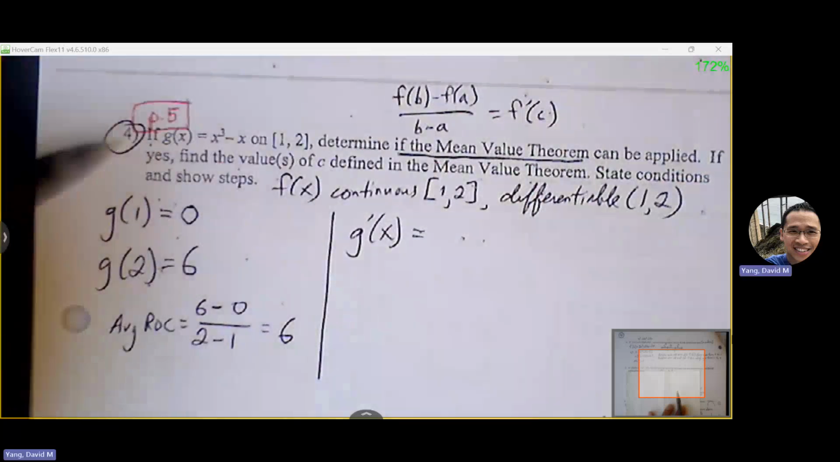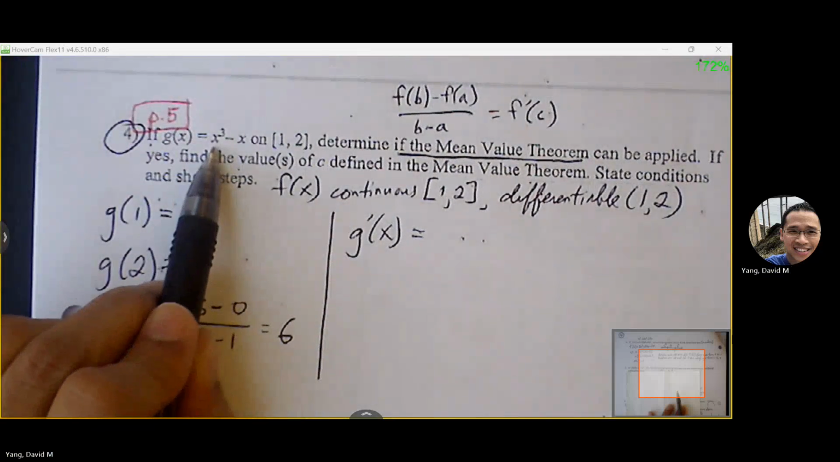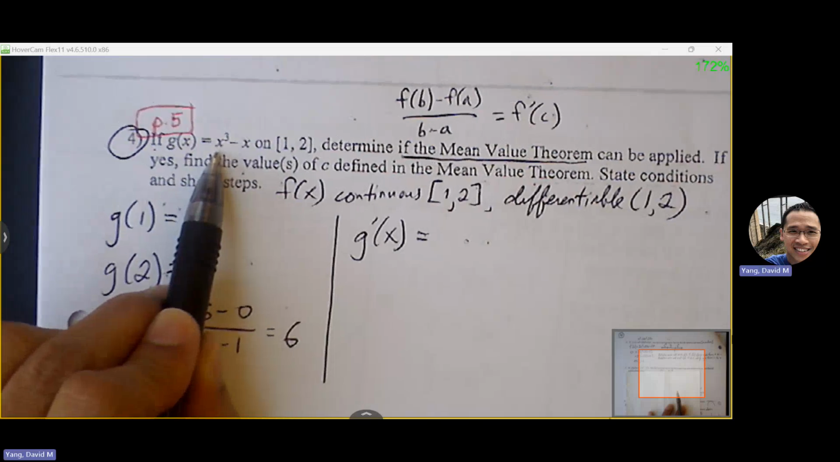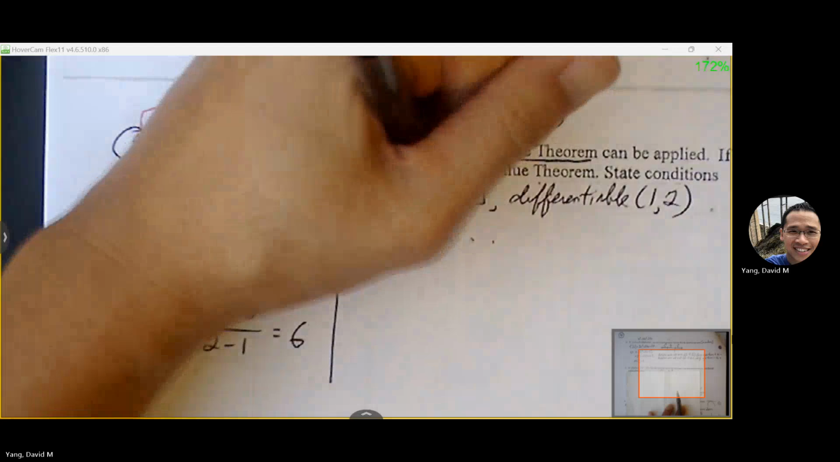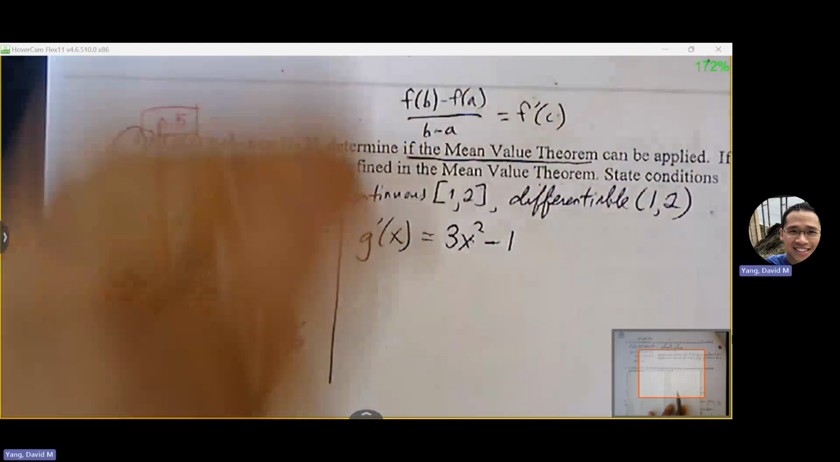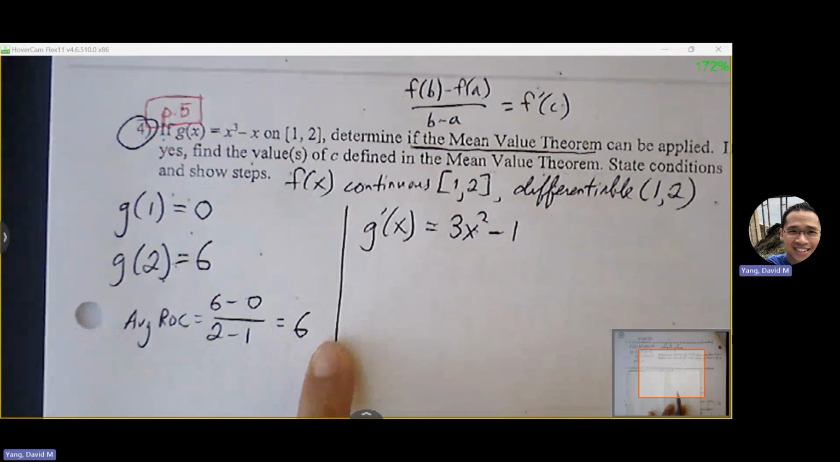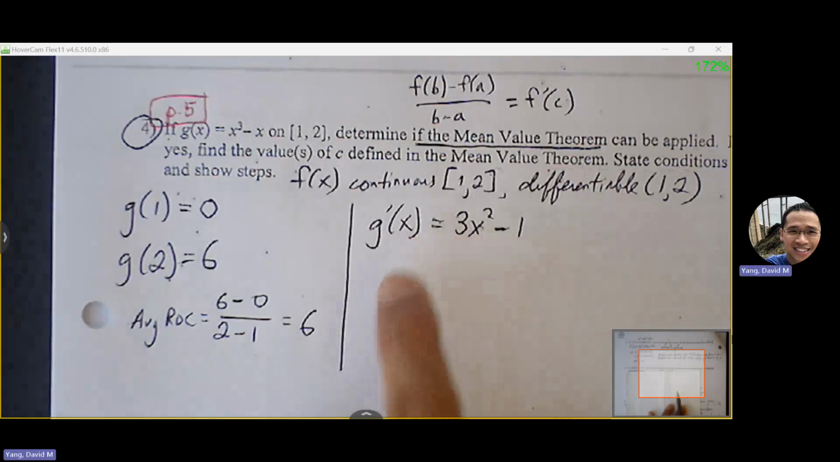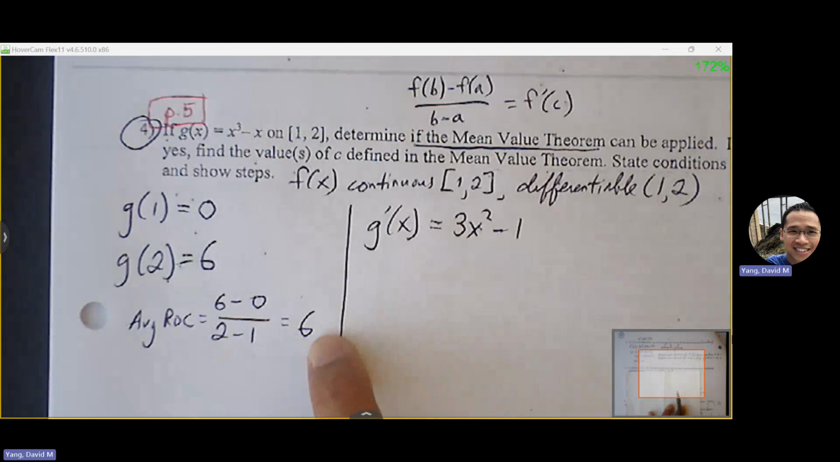G prime equals power rule. What do we get? Good. 3x squared minus 1. Okay, good. All right, now how do we involve the 6? Does the 6 get inserted into the x or someplace else? Yeah, this goes into g prime, right? Because 6 is a slope value.